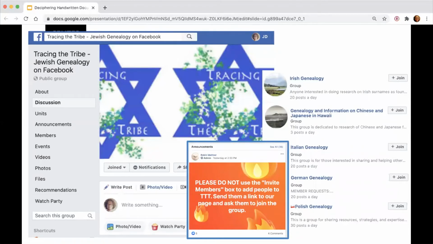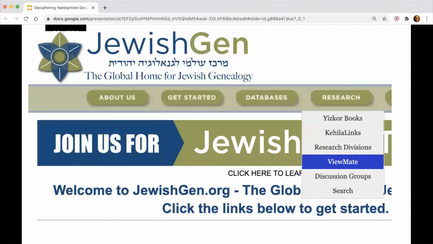Tracing the Tribe also does help people in translating handwriting that we're talking about today. And there are many other ethnic group genealogy places you can go on Facebook. I don't know specifically about any of them, but I gave some examples, and you could search around if you're looking for other specific help in a language.